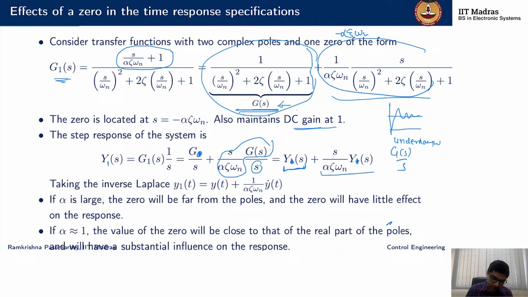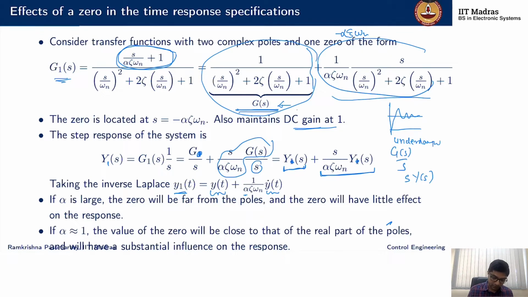And now to this, I add the response of the additional term because of the zero. Now I have Y of S and I have S times Y of S, and this corresponds to a derivative effect. So if I take the Laplace inverse, Y1 of t is the original response plus the response of the derivative with some constants, and these constants we can choose. We'll see what happens if alpha is small till alpha is large.